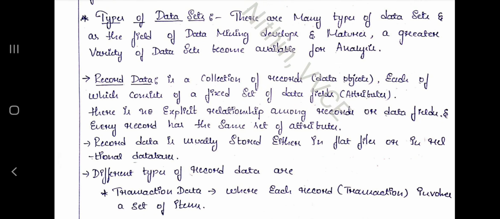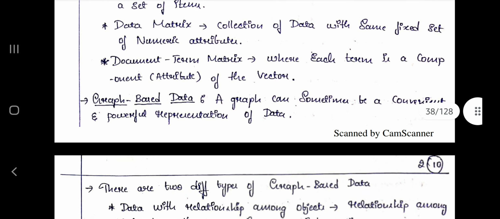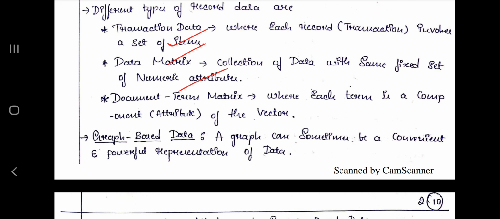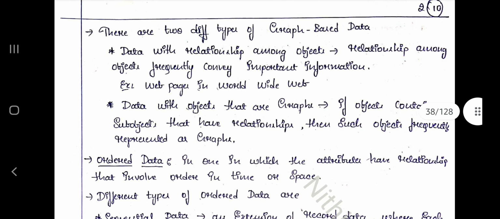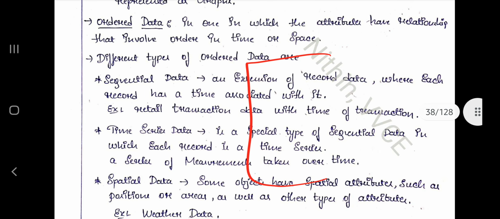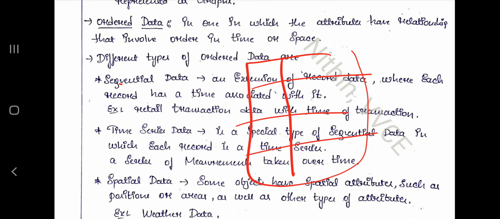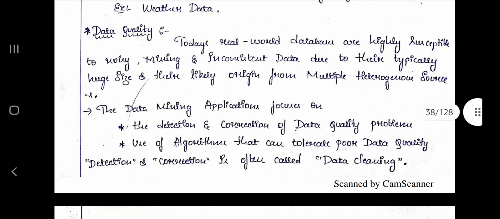So what are the different types of data sets? The different types of data sets are, first, record data. Data which is stored in the form of records and indexes is called record data. There will be transaction data, data matrix, and document matrix. Graph-based data: the data stored in the form of a graph is called graph-based data. Here you have the relationship among the objects, and the objects are represented with the help of a graph. Ordered data: there will be data which is ordered in sequential order, or time series data, or spatial data.